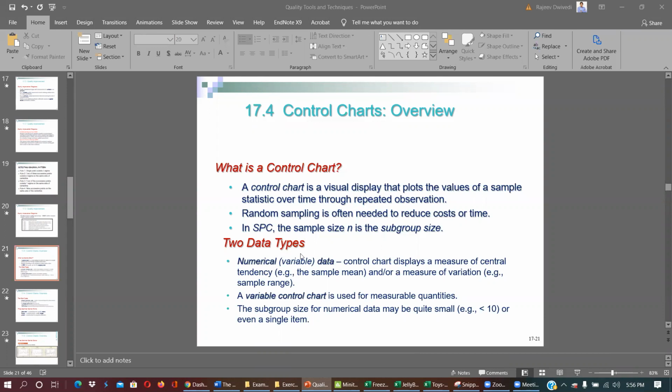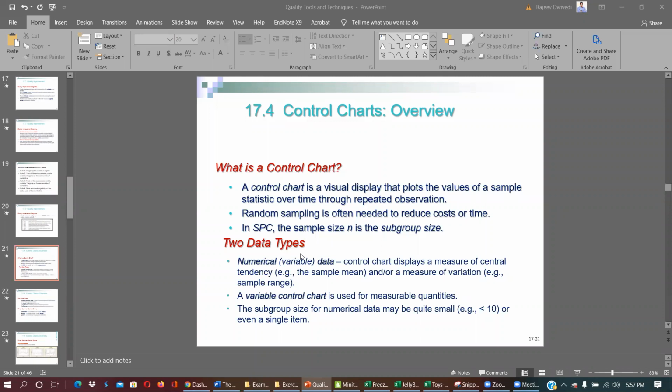So now we are going on to control charts. What is a control chart? A control chart is a visual display that plots the value of sample statistics over time through repeated observations. Random sampling is often needed to reduce cost or time.